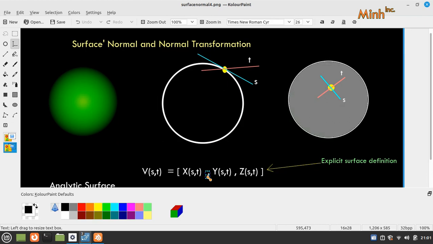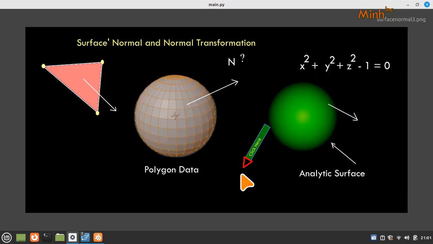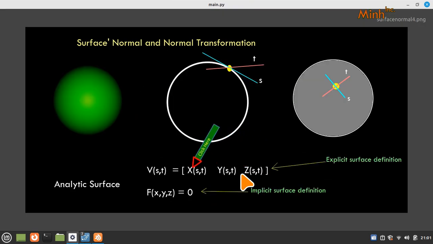So X, Y and Z: a function with variation in S and T gives X, again Y, again Z. If that is the situation, if that is the polynomial equation, this is called explicit surface definition. And if I have f(X, Y, Z) equal to 0, then this is implicit surface definition.